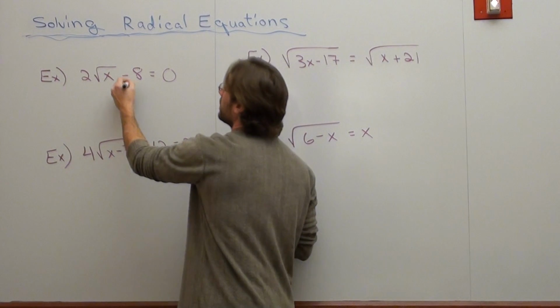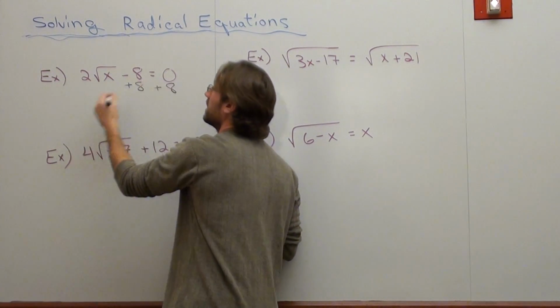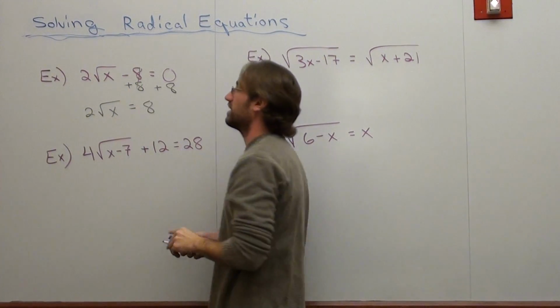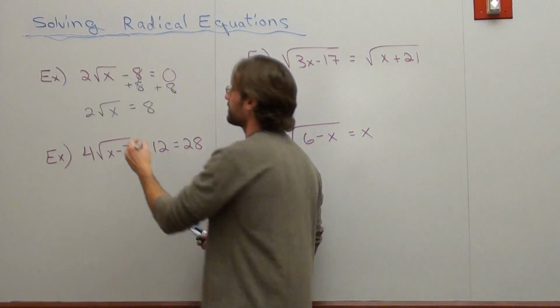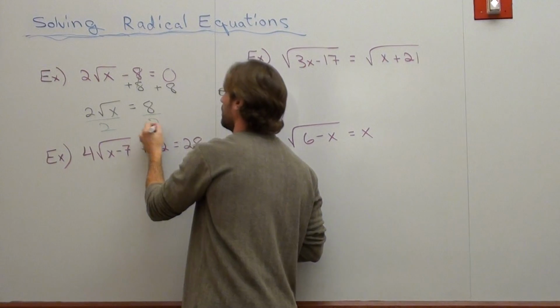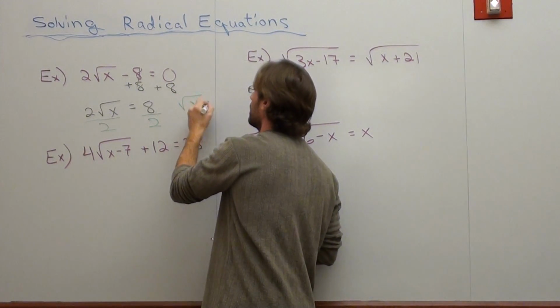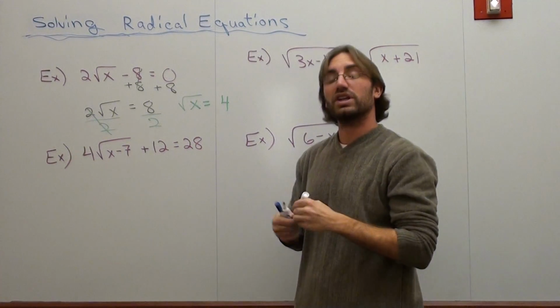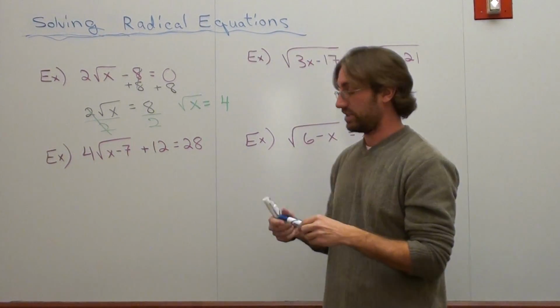So the first thing we've got to do is add 8, then divide by 2 on both sides. Square root x equals 4. And then, in order to get rid of a square root, you square both sides.